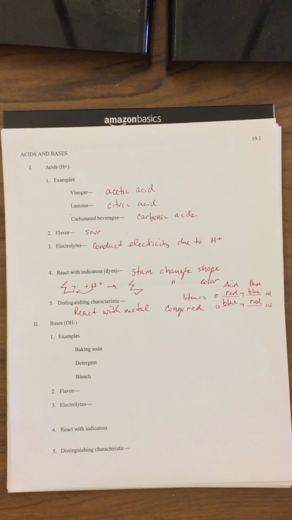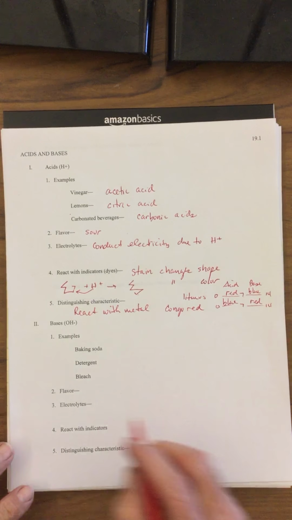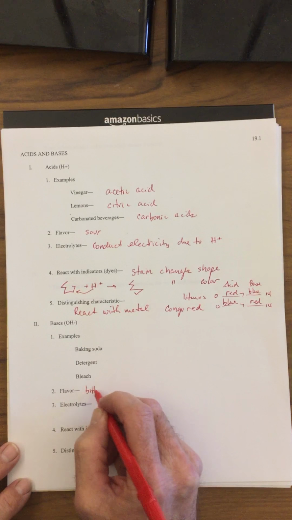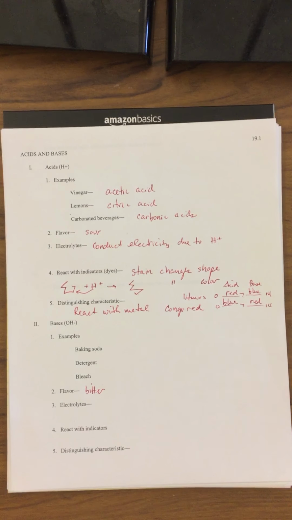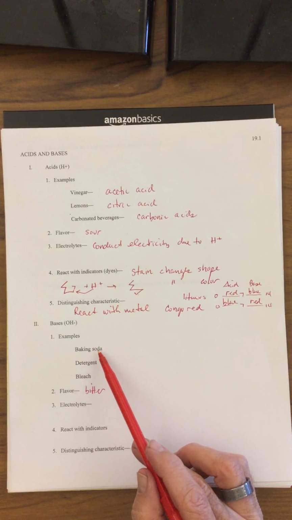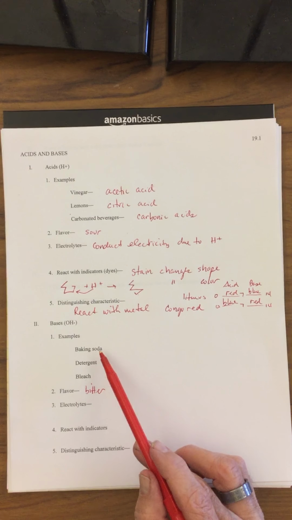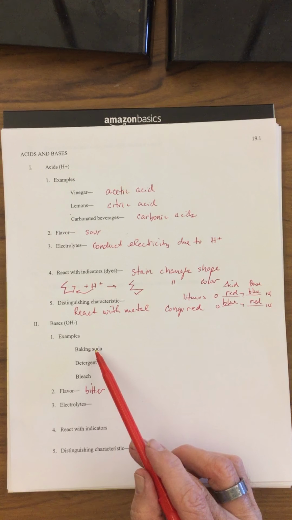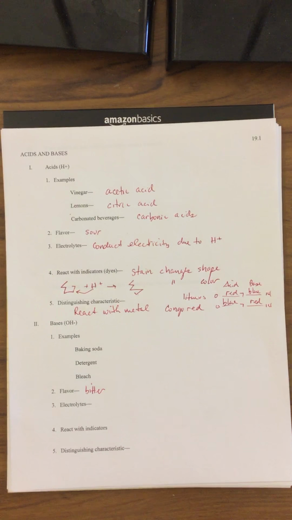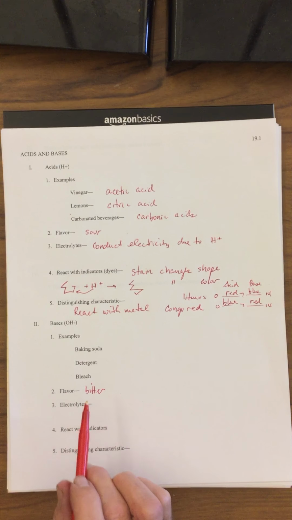If you'd like, you can go into your cabinet at home and take a very, very small taste of baking soda. Just put a little bit on your finger, put it in your mouth, and taste it. Please don't do that for bleach or detergent, but you can do that for the baking soda. And what you would taste is bitter. Now, pancakes and muffins are made with baking soda. If you've ever made pancakes and put in too much baking soda, it almost tastes like metal. It's very, very bitter.